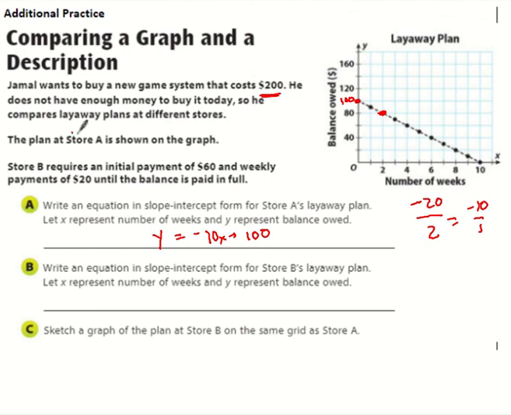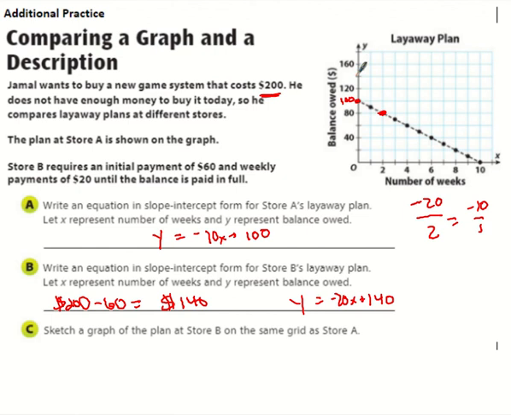For store B, it requires an initial payment of $60. So if we started at $200 and we pay $60, that means the amount they owe in the beginning is $140. So they had to pay a little bit less up front. So this one, the y-intercept, is only $140. They're starting with owing $140, but then they're paying $20 a week. So it's going to be negative 20x after starting at 140. So $20 a week after starting at 140.